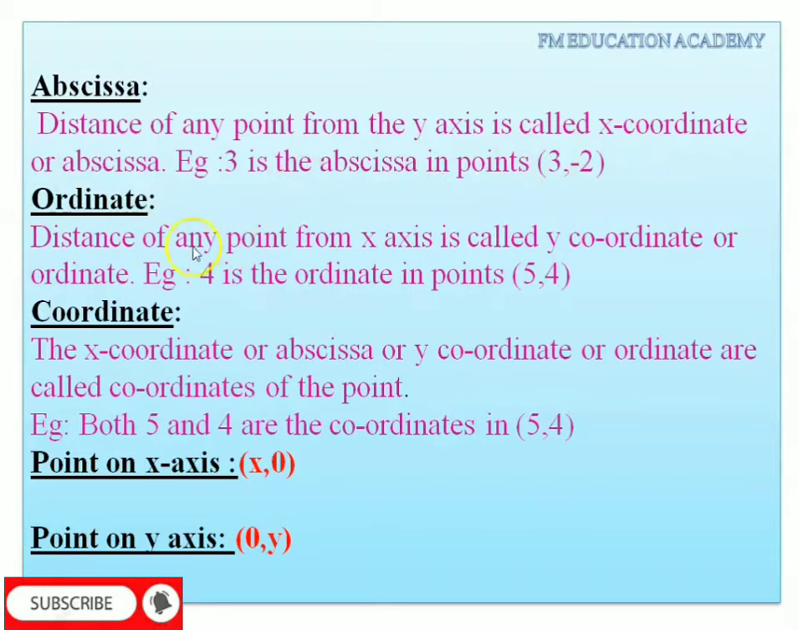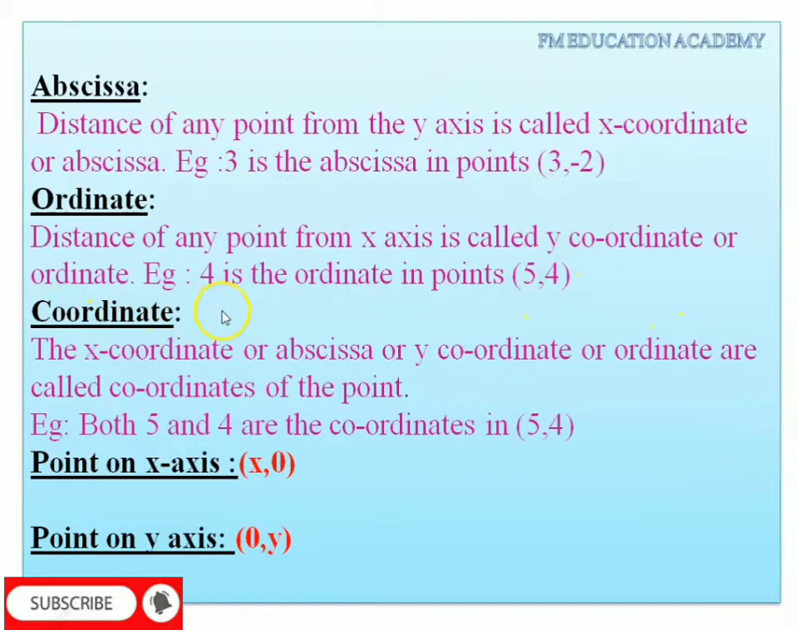Now what is ordinate? Ordinate is the distance of any point from the x-axis, and that is also called the y-coordinate. Don't get confused between ordinate and coordinate. Both x and y are called coordinates, but only the y-coordinate is called the ordinate. See in this point (5, 4), 5 is my x-coordinate and 4 is the y-coordinate. So I can say that the distance 4 is measured from the x-axis. From the x-axis, how much distance we get, that is our y-coordinate or ordinate.